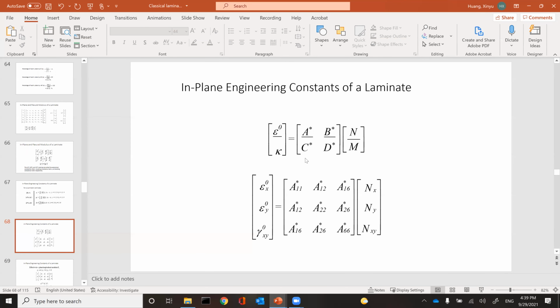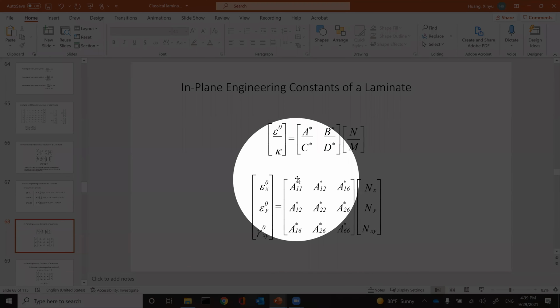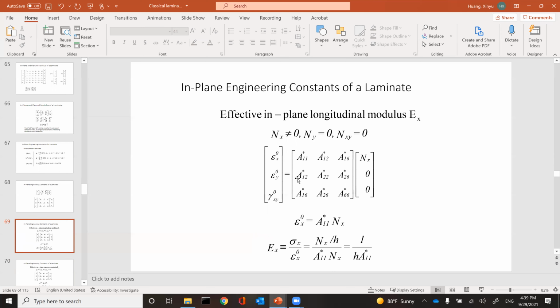All right, this is the compliance form. You can call some of the terms the modulus of the laminate. For example, this A11 is a metric of how stiff the plate is, everything lumped together, the whole plate with many layers, against tension loading. This is how stiff it is against tension, with A11. Okay.